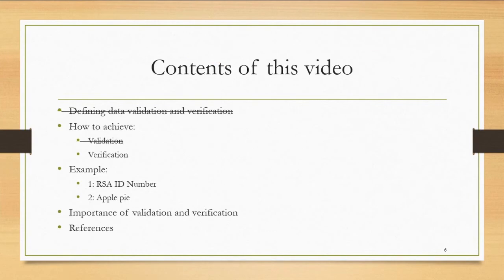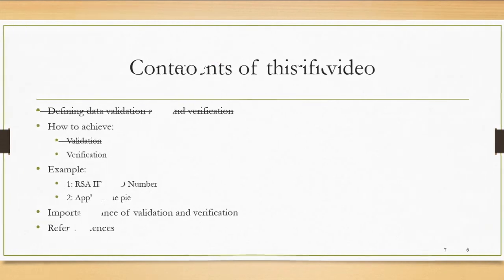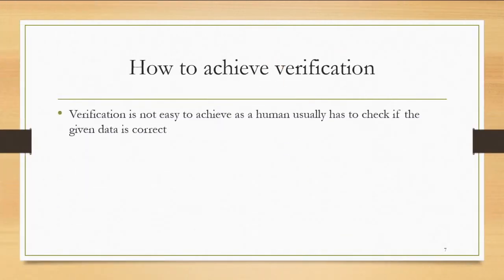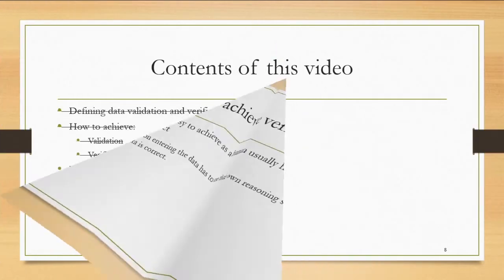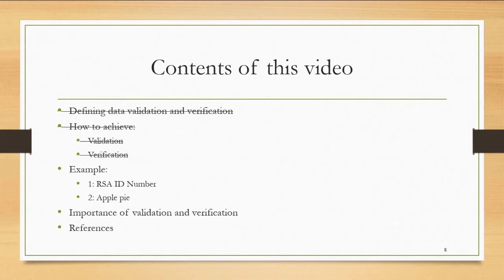Let's look at how you would achieve verification. As stated previously, verification is not easy to achieve, as humans usually have to check if the given data is correct. Thus, the person entering the data has to use their own reasoning skills to determine if the given data is correct. Let's look at some examples, specifically the South African ID number.